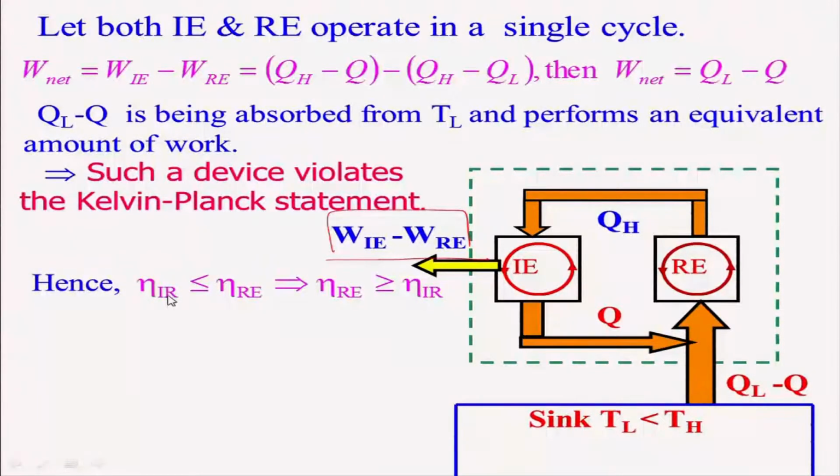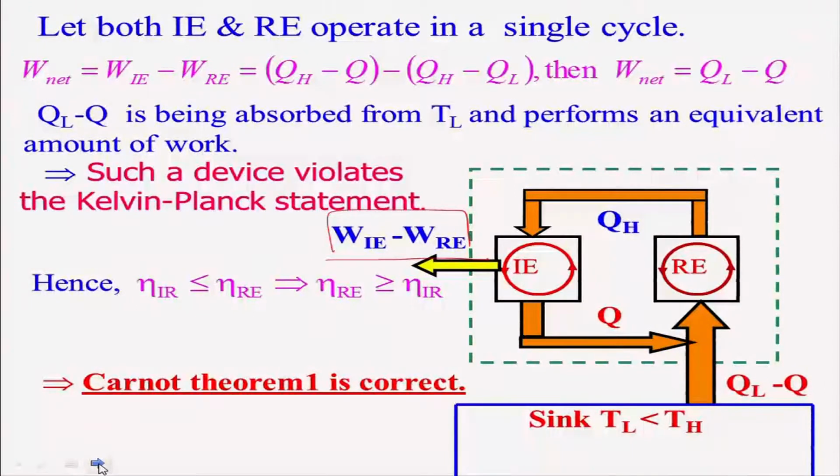That means the irreversible engine efficiency can be less than or equal to the reversible engine efficiency. In other words, the reversible engine efficiency will be greater than or equal to the irreversible engine. That is another way of looking at it, because the assumption is not correct. Therefore, this is possible. One can also argue that the reversible engine will always be greater than the irreversible engine. That means the thermal efficiency of the reversible engine will be greater than the thermal efficiency of the irreversible engine. Therefore, Carnot theorem is correct.